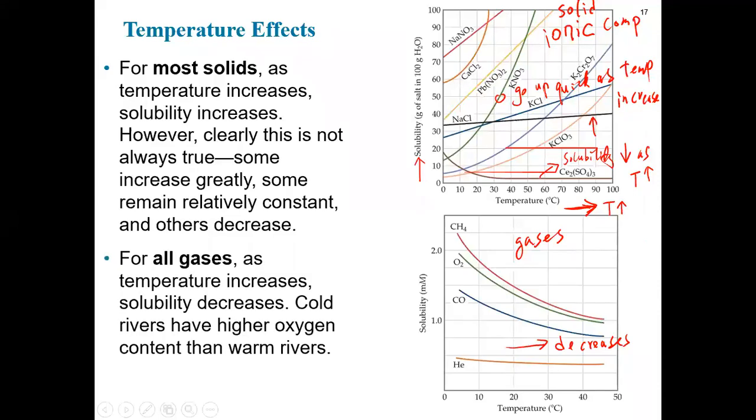For all gases, as temperature increases, solubility decreases. Therefore, cold rivers have higher oxygen content than warm rivers. If you like to go fishing, sometimes going to a river or a lake, you have to think about what time to go to what spot.